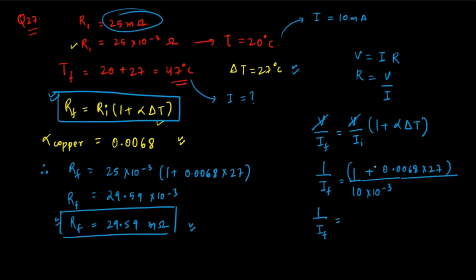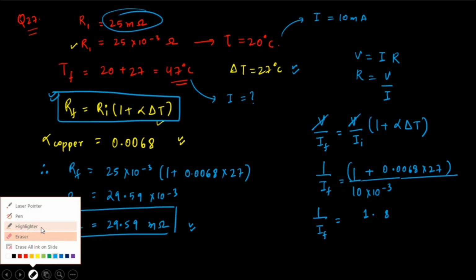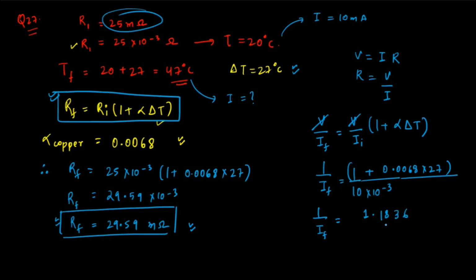So it is coming out to be, so 0.0068 into 27 plus 1 is going to be 1.118, 1.1836 over 10 to the power minus 2. So if you try to solve this particular value, we'll get I final, or you can say the current at 27 degrees Celsius increasing temperature must be equal to, if you solve this equation, you'll get the value.